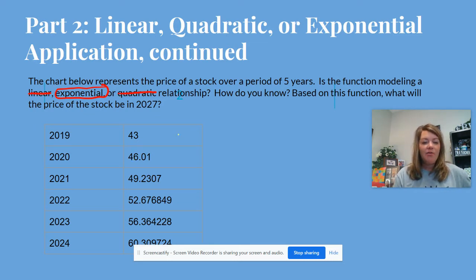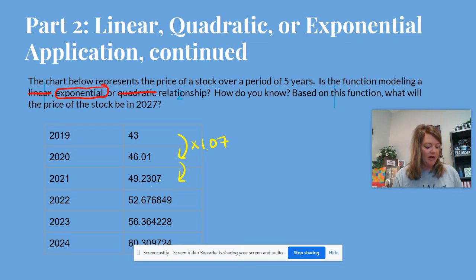Okay, so how do I figure out what I multiply 43 by to get it to be 46.01? Well, I like to just do the opposite and do the division. So 46.01 divided by 43 gives me 1.07. Okay, so 43 times 1.07 is 46.01. So times 1.07. Okay, and you can check them all that way.